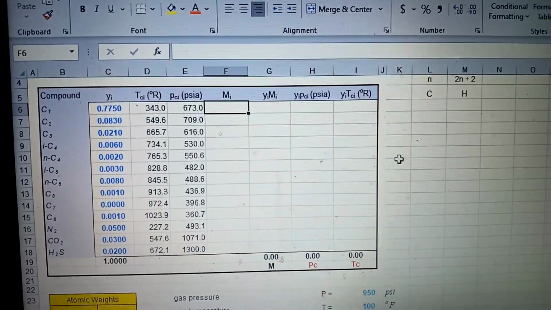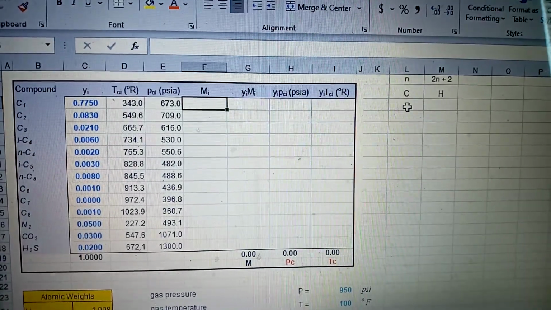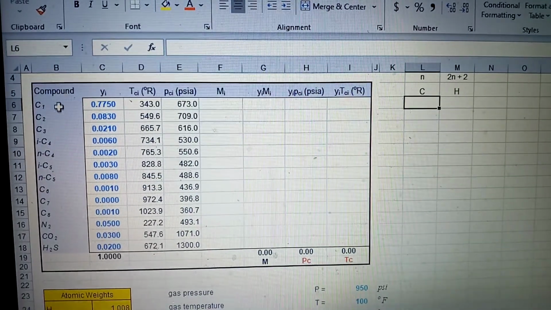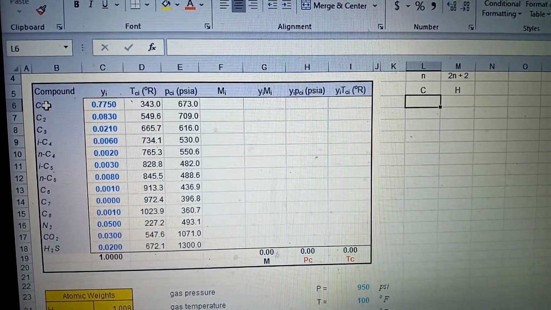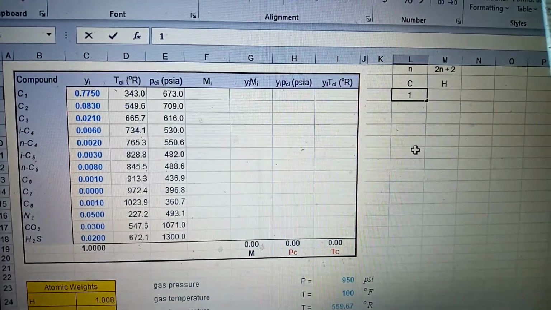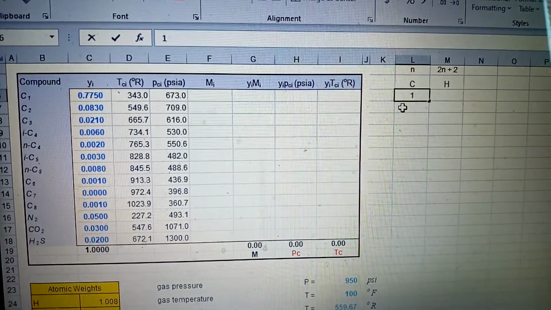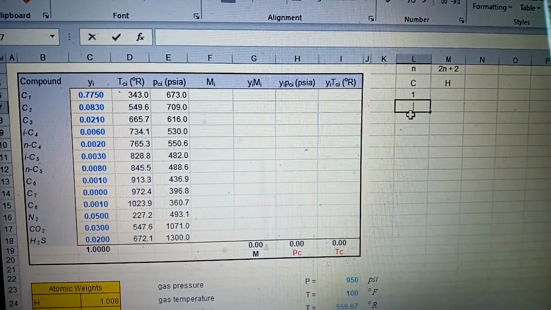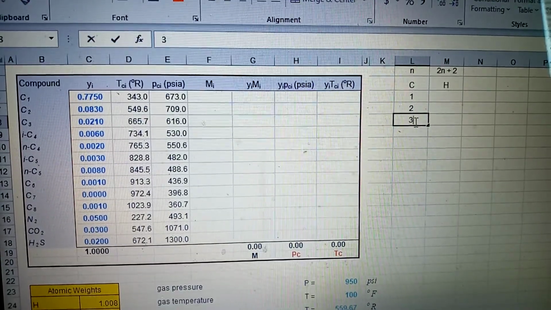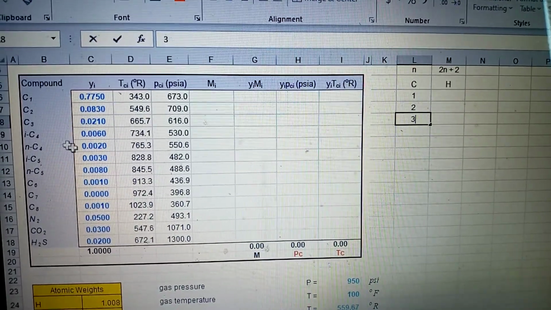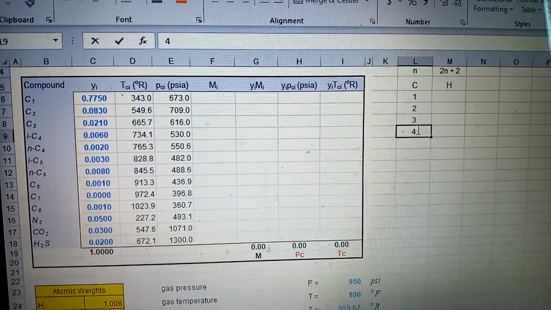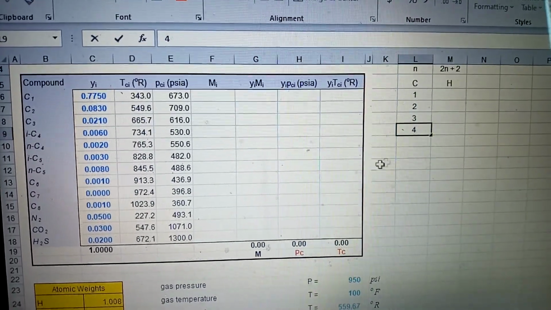So what you're going to do first is column L. That's the one you're going to fill. You're going to look at column B, like when you find C1, which means that is 1 carbon, so you put 1. The next one is C2, so that's 2. The next one is C3, so that's 3. The next one is IC4, so that's 4. The next one is NC4, so that's 4.